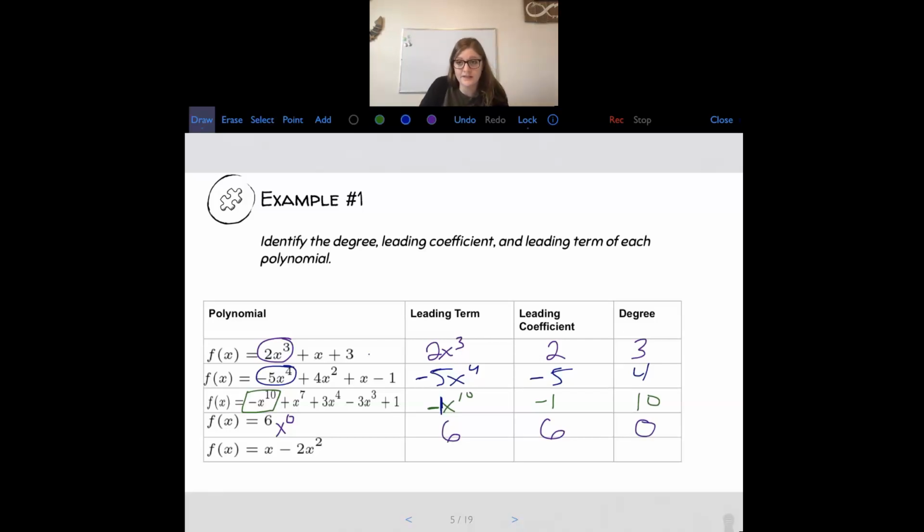The powers are not in descending order, so you could either rewrite it or just note that the term that has the biggest power is our leading term, okay? But if you rewrite this, notice there's a minus sign in front of the 2, so this has to be negative 2x squared plus x. Now we can identify our leading term as negative 2x squared, our leading coefficient is negative 2, and our degree is 2.